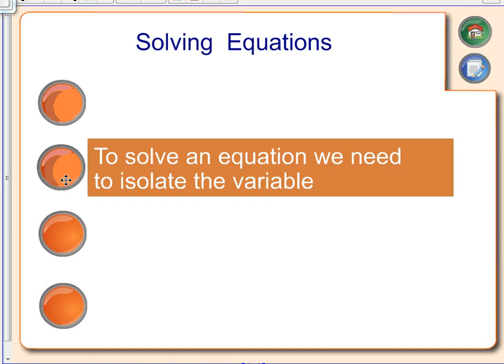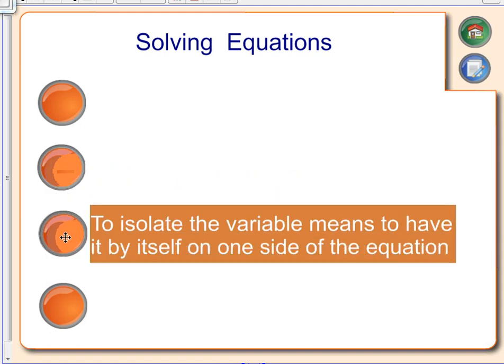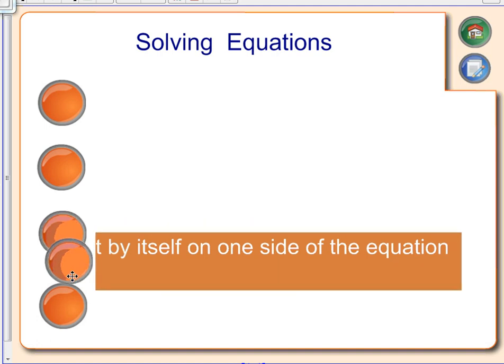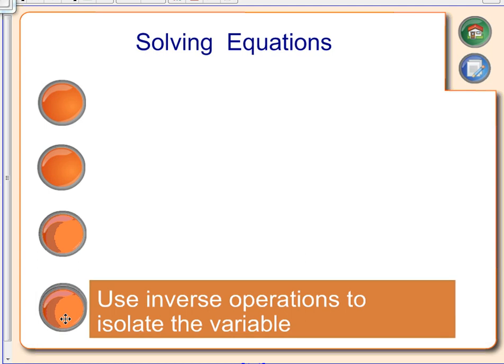To solve an equation, we need to isolate the variable. We need to get it alone. To isolate the variable means to have it by itself on one side of the equation, to have it alone. And then lastly, you're using inverse operations to isolate the variable.